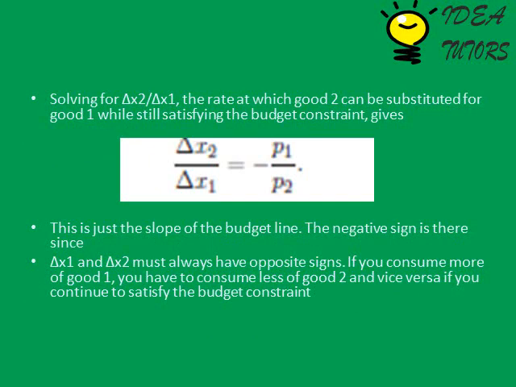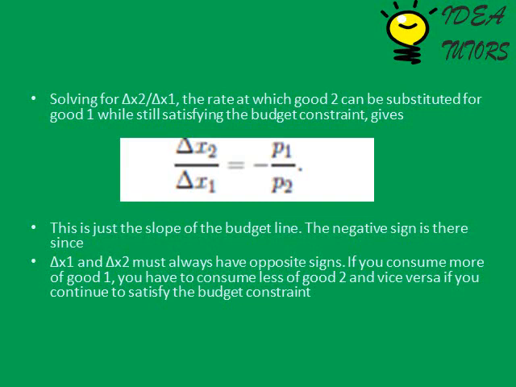As we know, slope is giving the rate of change, the rate of substitution between good 2 and good 1, so we have to find change in x2 upon change in x1, the rate at which good 2 can be substituted for good 1 while still satisfying the budget constraint. This gives us change in x2 upon change in x1 is equal to minus p1 by p2, and this is the slope of the budget line as we have seen earlier.